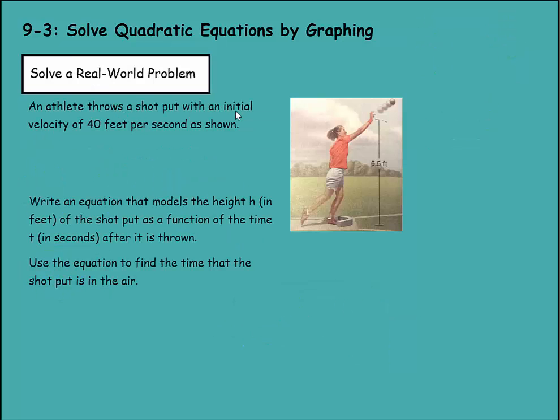It says an athlete throws a shot put with an initial velocity of 40 feet per second as shown. It asks us to write an equation that models the height h in feet of the shot put as a function of the time t in seconds after it is thrown. Use the equation to find the time that the shot put is in the air.